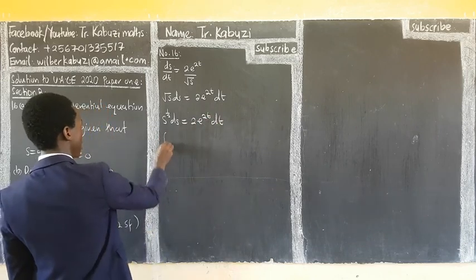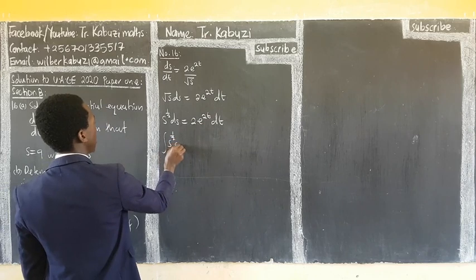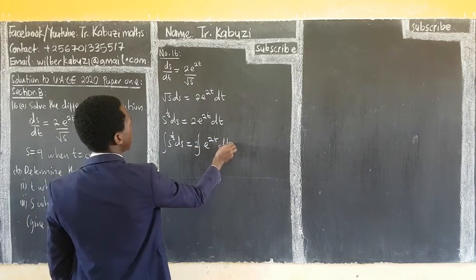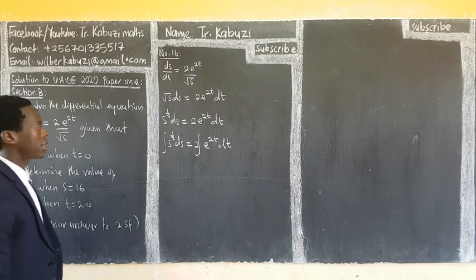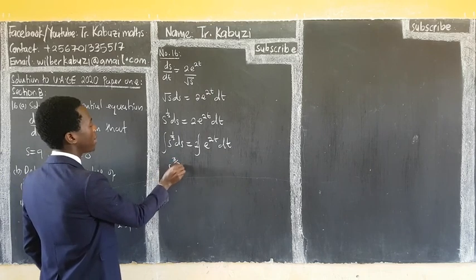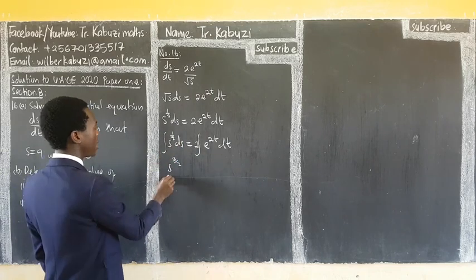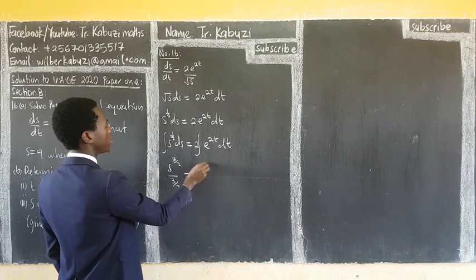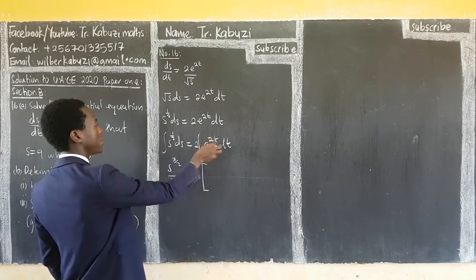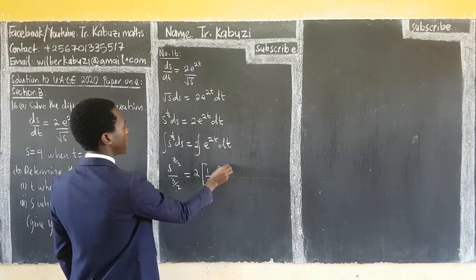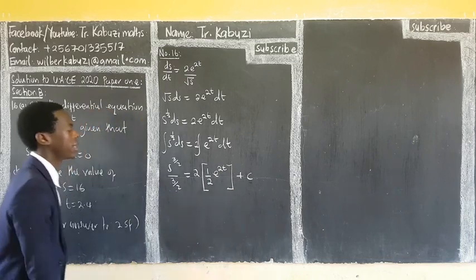Then after that, we integrate these two. The integral of s to the half ds equaling to integral, this is a constant, 2e to t dt. So you have to remember how to integrate. You increase the power by 1 divided by the new power. So this will be now s to the 3 over 2. When you add 1 here, the whole over the new power, 3 over 2, equaling to 2 into, how to integrate exponentials, the first is to get 2, then the reciprocal, so you have 1 over 1, and exponent t. Then plus a constant of integration.